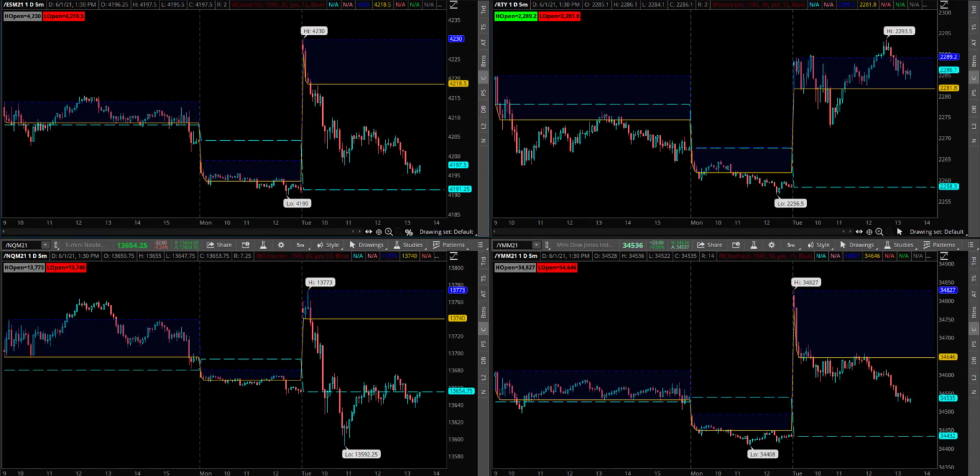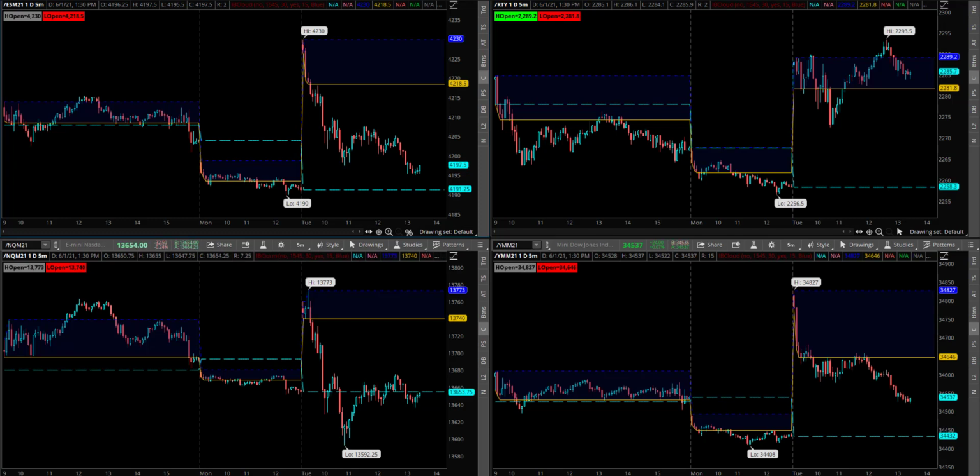Today is Tuesday, June 1st, 2021. Today is the first trading day of the month, and we saw sizable up gaps at the open this morning. However, those up gaps quickly turned into selling pressure right after the open, and we have been trending lower the majority of the day in the majority of these instruments here.